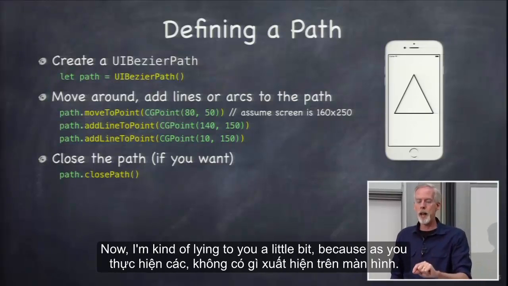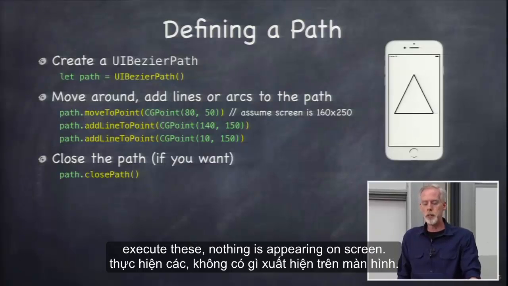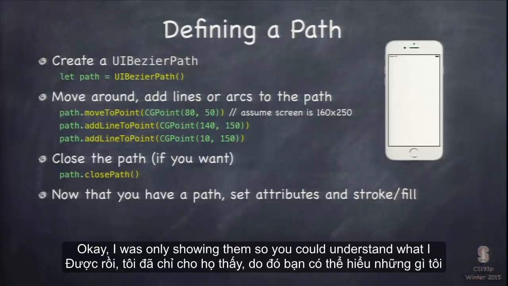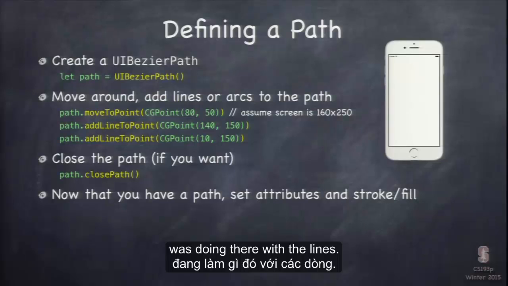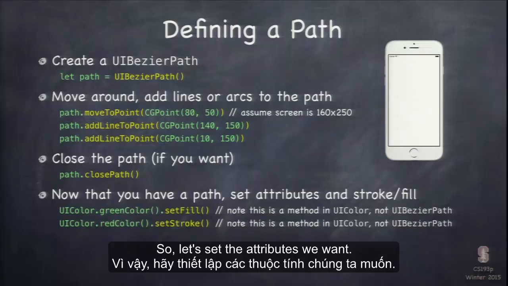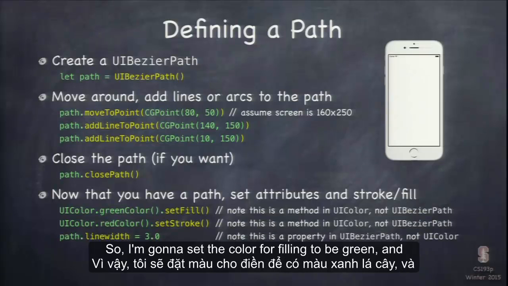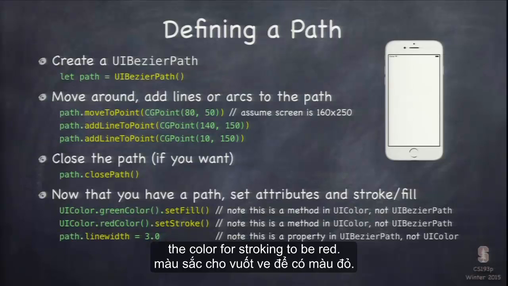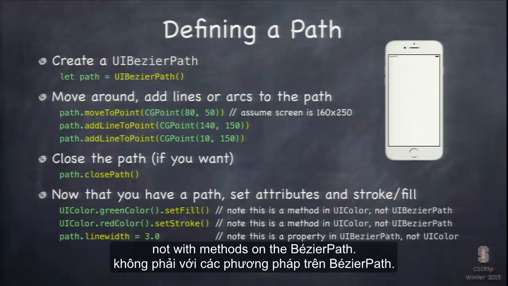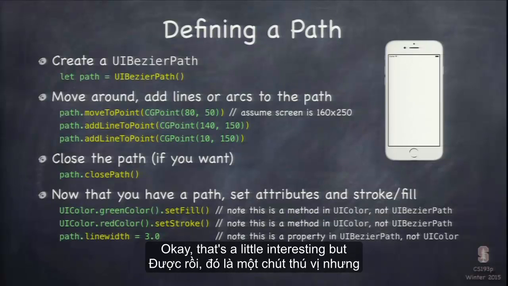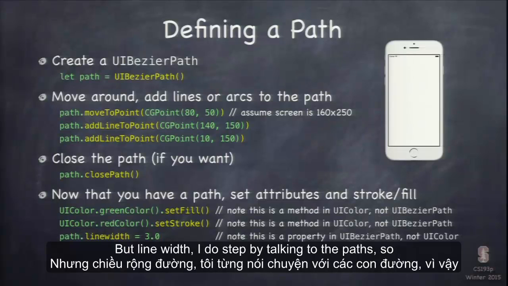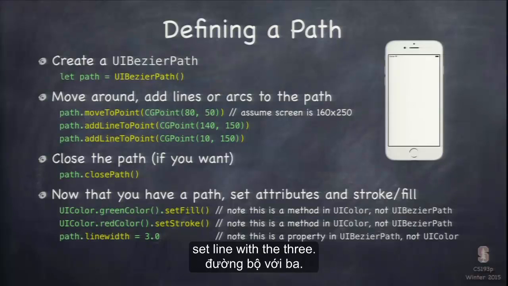Now, I'm kind of lying to you a little bit because as you execute these, nothing is appearing on screen. The screen will be blank. Okay? I was only showing them so you can understand what I was doing there with the lines. So it'll be blank. To make it appear, you have to stroke or fill. So let's set the attributes we want. So I'm going to set the color for filling to be green and the color for stroking to be red. Okay, now notice that I set those with methods on UIColor, not with methods on the Bezier path. Okay, that's a little interesting, but that's the way that works. But line width, I do set by talking to the path. So I send a message to the Bezier path to set line width to 3.